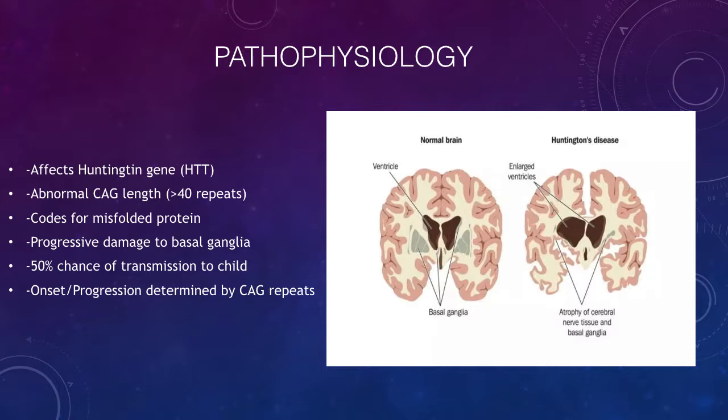And then on top of this, over generations, from, say, grandparent to parent to child, grandson, whatever, the repeats can increase over those generations and actually cause increasingly earlier age of onset and a faster progression.